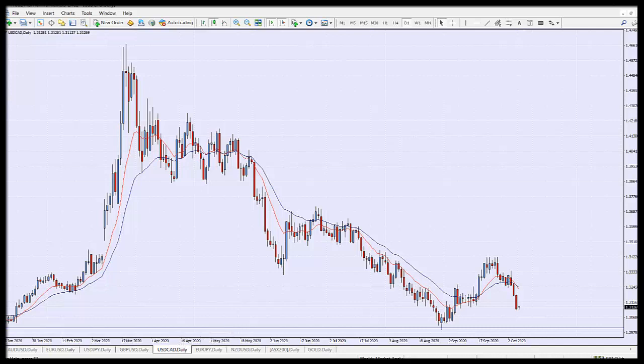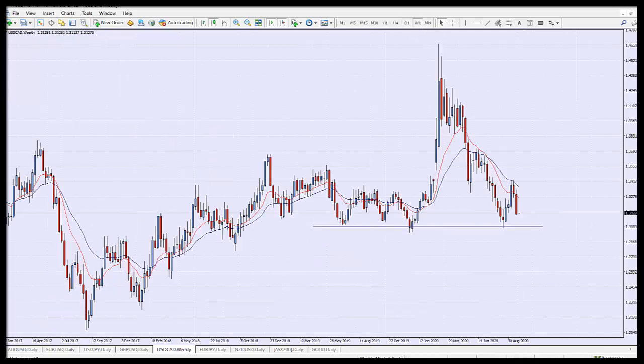Moving along, the US CAD. Okay, to show you this trade, I've got to switch into a weekly chart first. When I go to my weekly chart, you can clearly see what my thought process was. This support line down the bottom, market's been there 3 times, and we are approaching it again. All right, so keep that in mind.